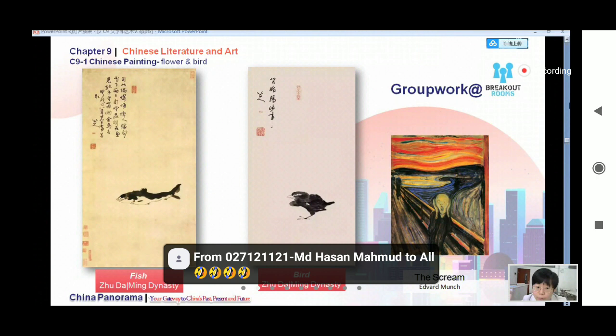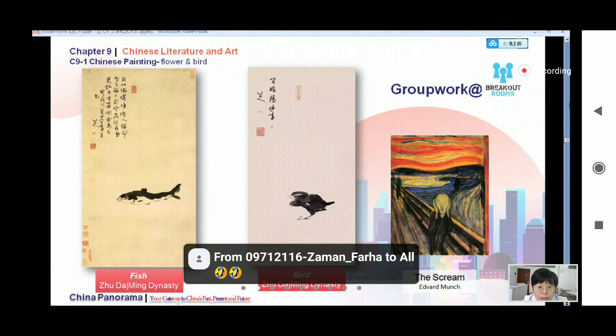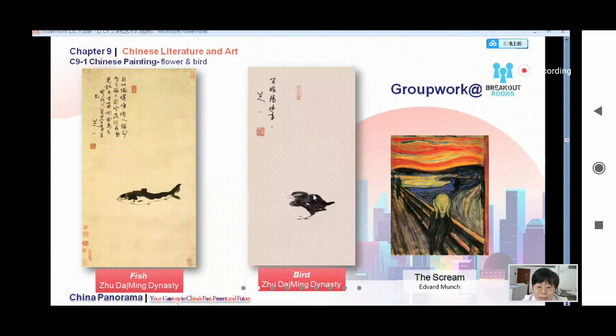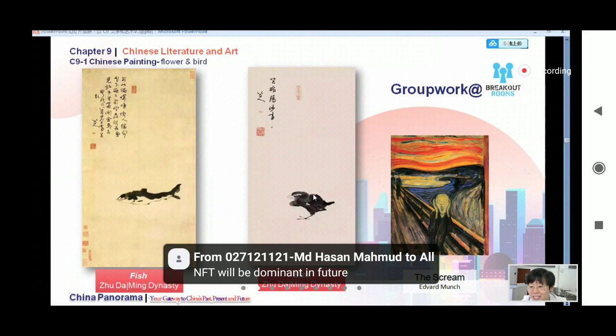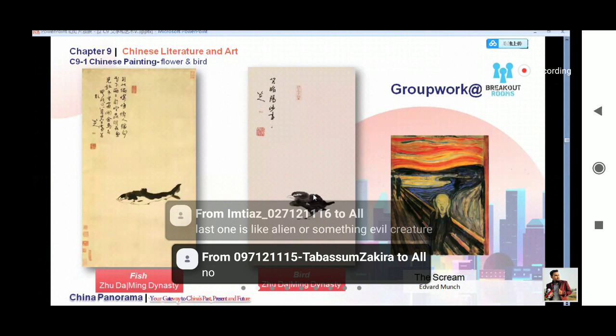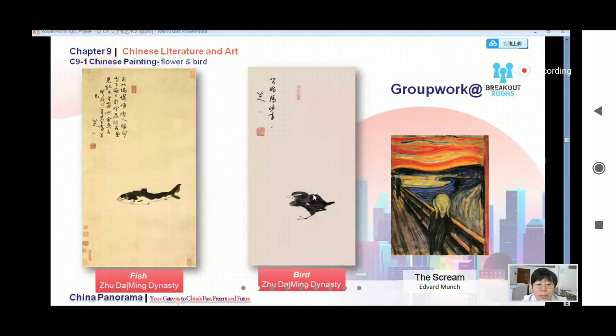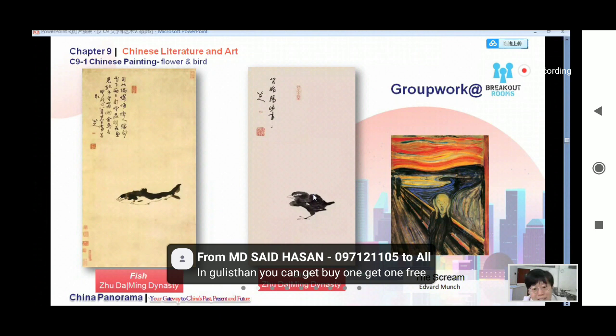So you can have a look at the painting. There is only one fish or one bird on the painting. And the fish and the bird are actually very strange. Can you find something special about the fish and the bird? Both of them used black watercolor. Yes, the watercolor. And the appearance of the bird and the fish, they are not looking realistic. Yes.